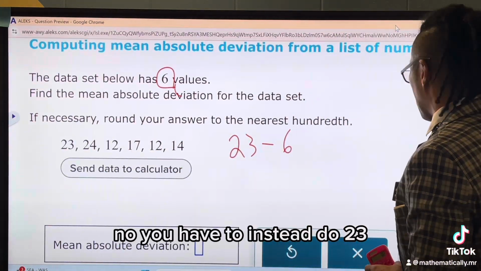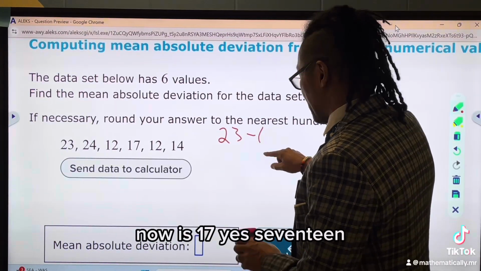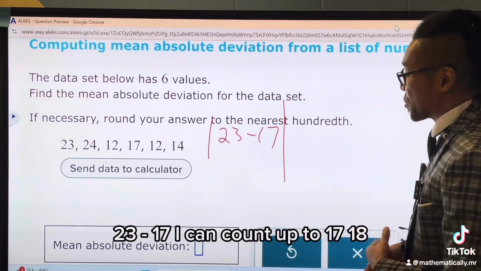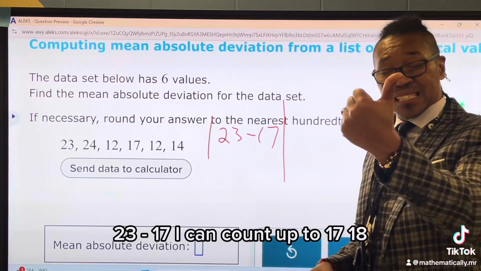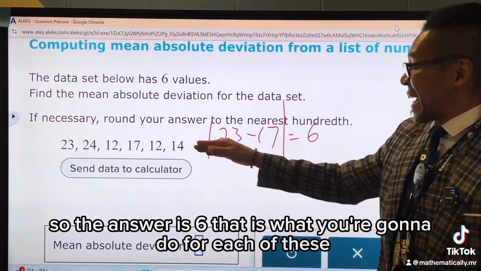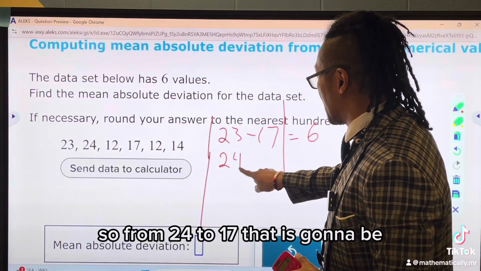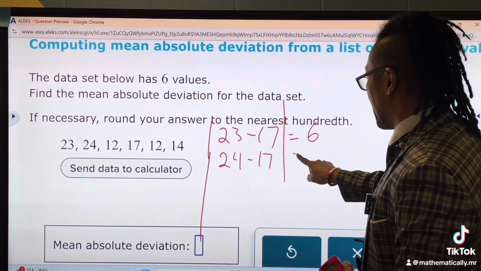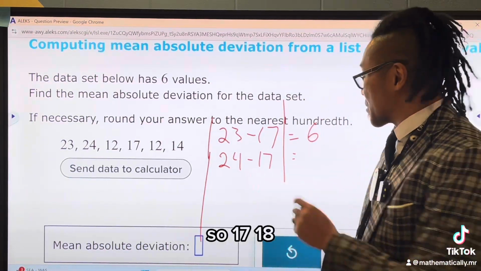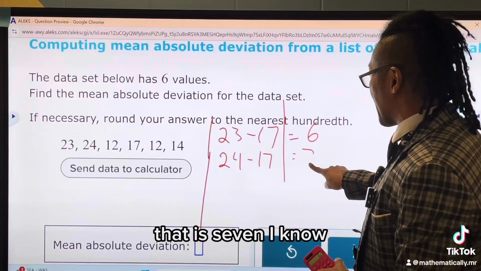No, you have to instead do 23, and now it's 17, yes, 17. So how far is 23 from 17? You can subtract the two, 23 minus 17. I can count up, so 17, 18, 19, 20, 21, 22, 23. So the answer is 6. That is what you're going to do for each of these. You're going to see the absolute deviation, so from 24 to 17, that is going to be 17, 18, 19, 20, 21, 22, 23, 24. That is 7.